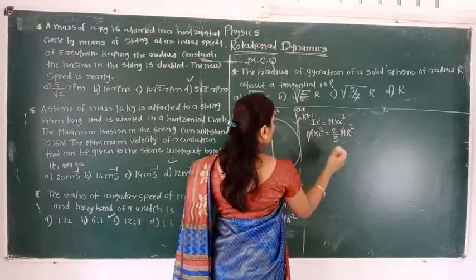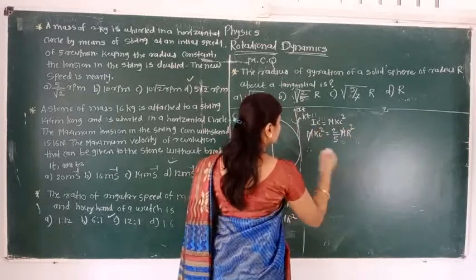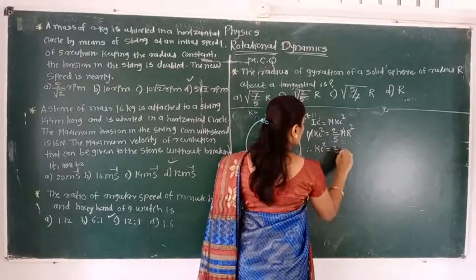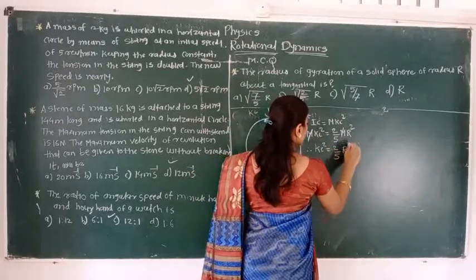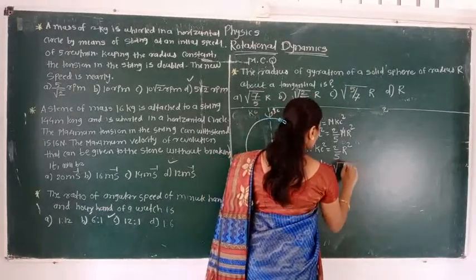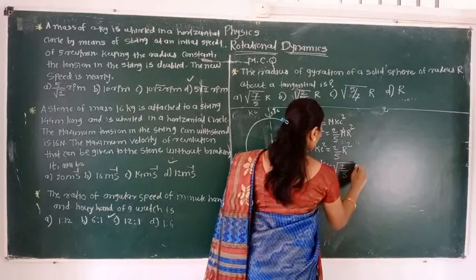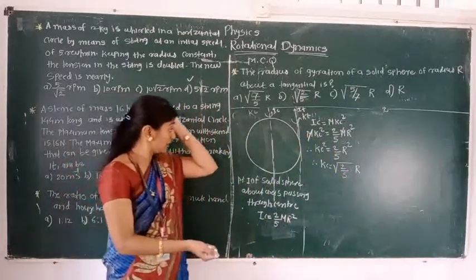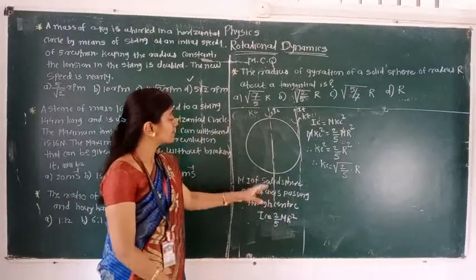If we cross multiply, common terms are going to cancel, then we will get kc square is equal to 2 by 5 r square. So the value of kc is the square root of 2 by 5 into r. This is the radius of gyration about an axis passing through the center.